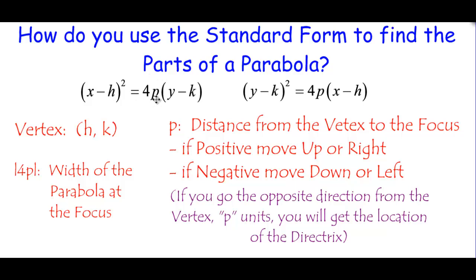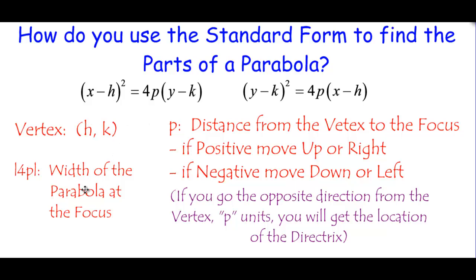If I look at the 4p part, the number that's in front of my parentheses without the squared term, if I take the absolute value of that number, I'm going to get the width of the parabola at the focus. So it's going to tell me how wide my parabola is. If I go to the focus and go across or up and down, that's going to tell me how wide the parabola is.